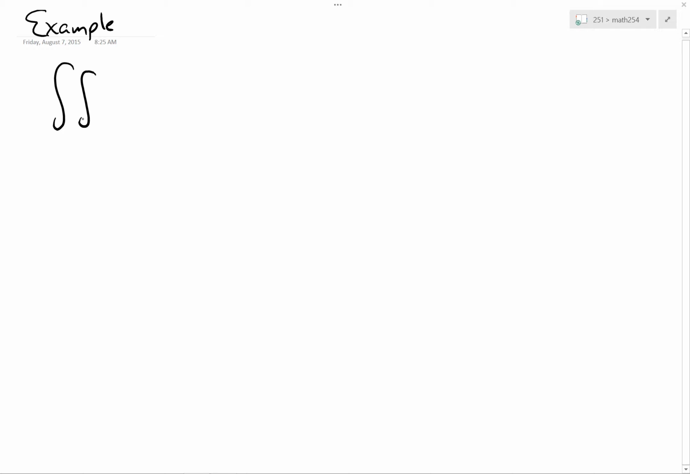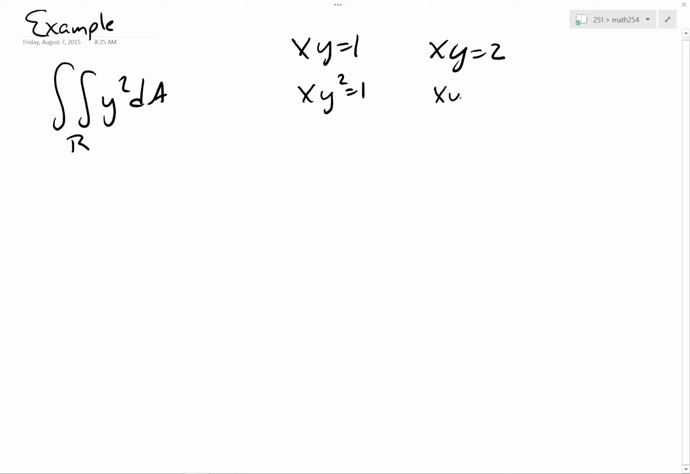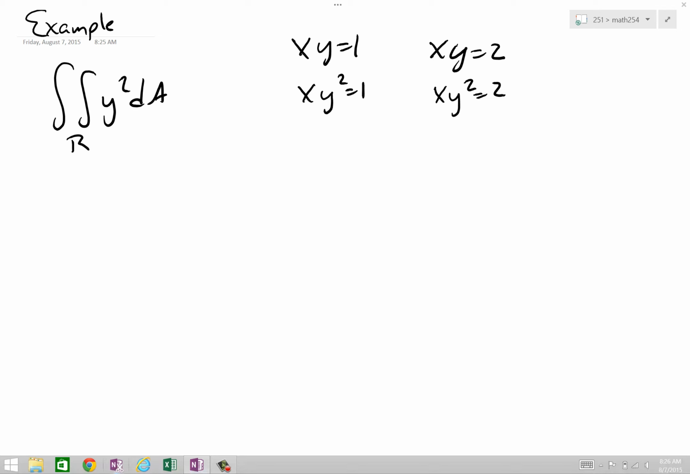So I'm going to integrate y squared dA over some region. The region is bounded by xy equals 1, xy equals 2, xy squared equals 1, and xy squared equals 2. Okay, well, I have no idea what that looks like. That's not true, I've done this problem a few times. It's one of my favorite problems in the book. But if you didn't know what it looks like, you just grab your calculator and go to work.